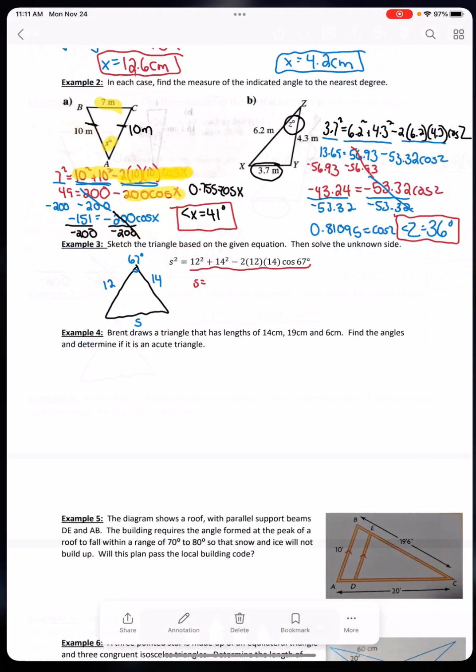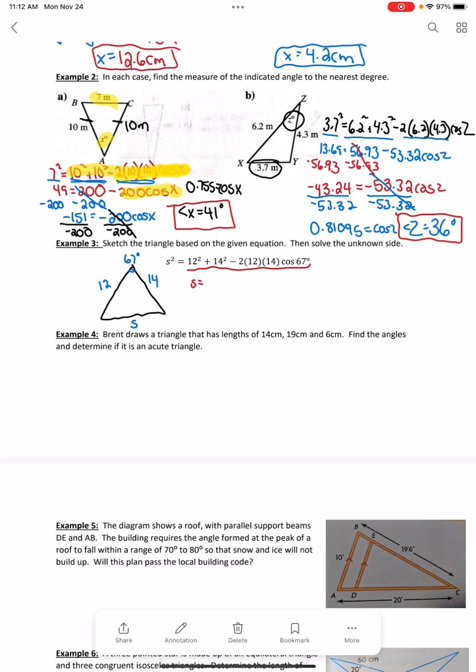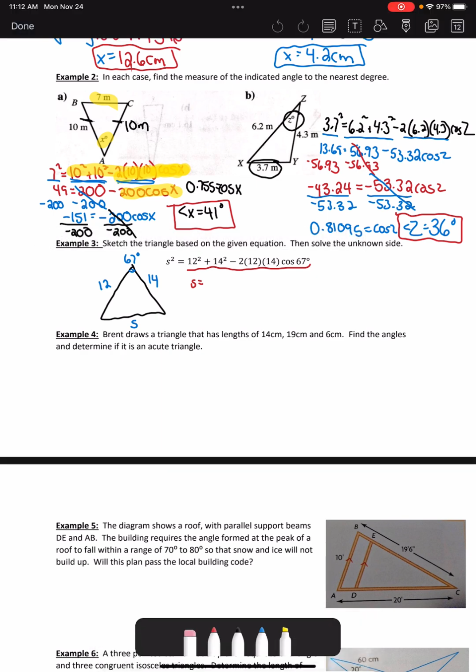So I'm going to go back to my notes here. I think S squared gave me 208.71434. So then I square root to get the value for S, which ends up being 14.4.